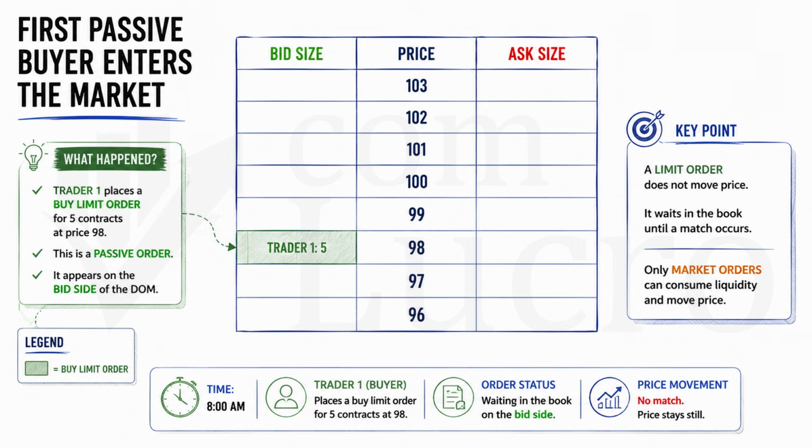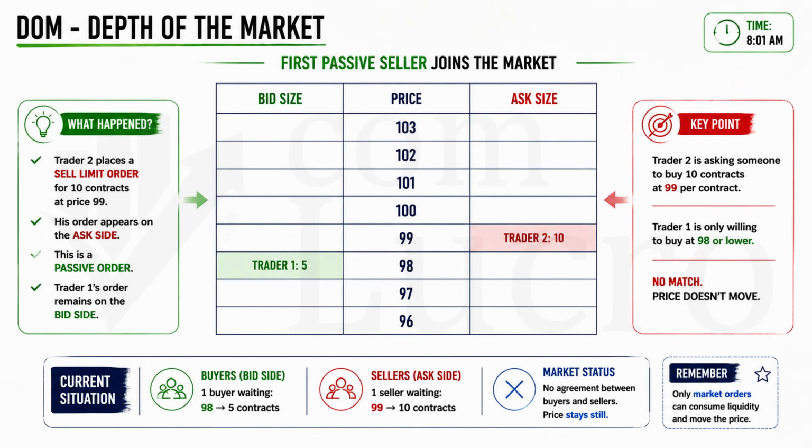He wants to buy 5 contracts at a price of 98. He doesn't want to buy immediately, so he sets a buy limit order at this price, making him a passive buyer on the DOM. His buy limit order appears on the bid side with a quantity of 5 at a price of 98. 1 minute later, another trader arrives.